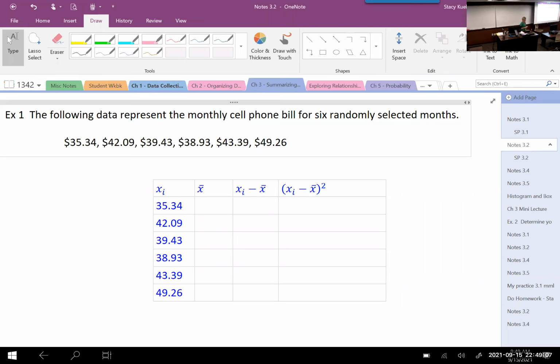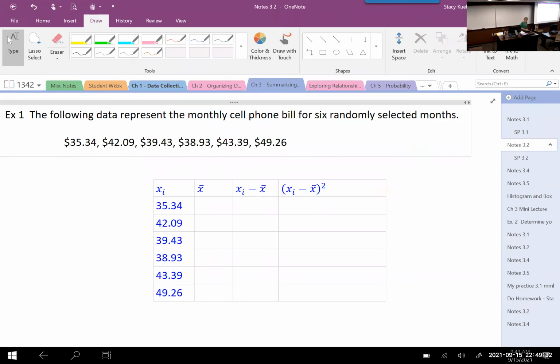So I have data that represents the monthly cell phone bills for 6 randomly selected months, okay? Each of these values, these dollar amounts, represents the cell phone bill for one of those 6 months. And what we want to do is figure out what the standard deviation is for this information.